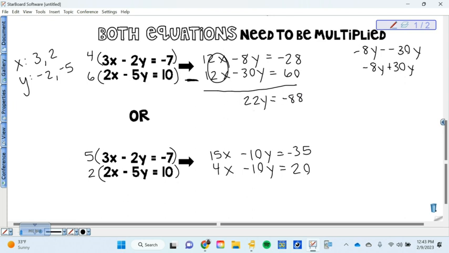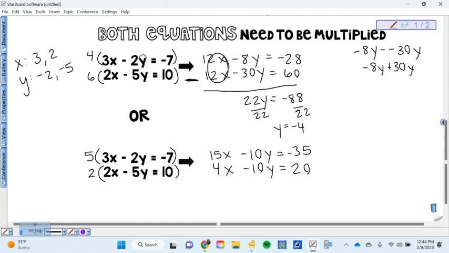Divide by 22 on both sides. What does y equal? Perfect. Okay, now how do I solve for x? Yeah, put -4 in for y.